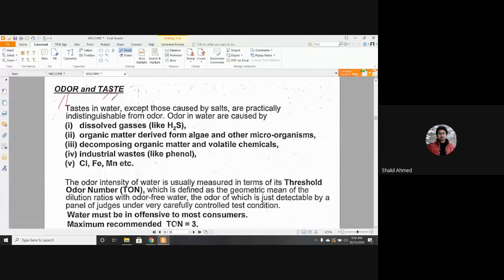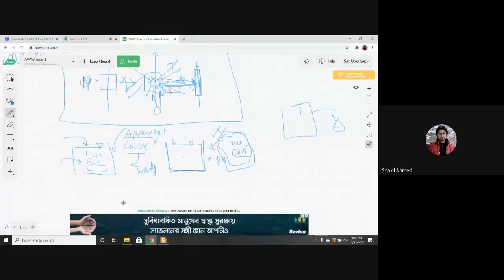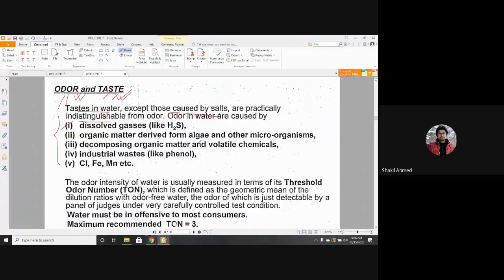Odor and taste. Of course, if you have pollutants in your water, caused by salts and other substances, then you may have odor in your water, and the taste will also be different. What are the sources? The sources can be dissolved gases. Gases can be dissolved in water, like hydrogen sulfide, even oxygen.